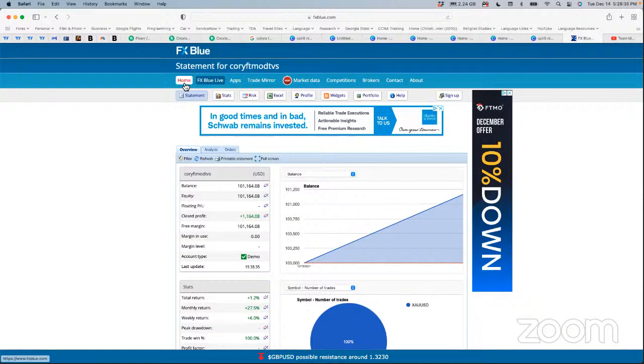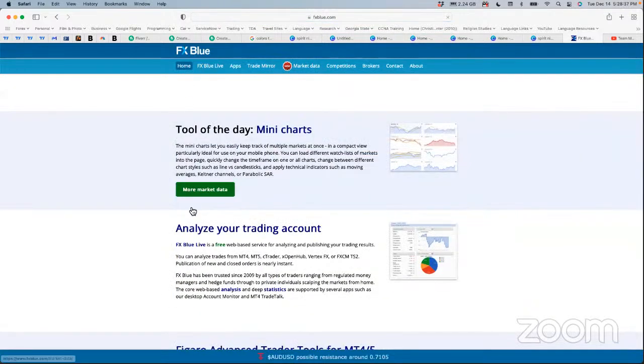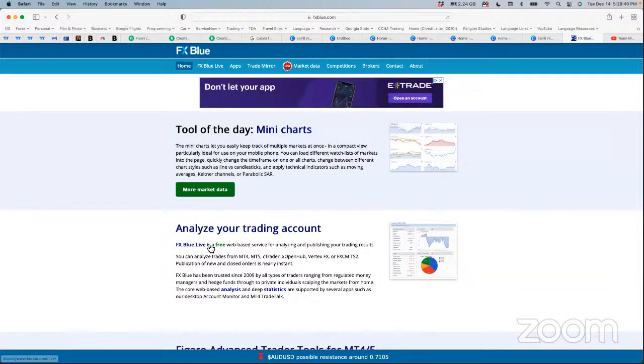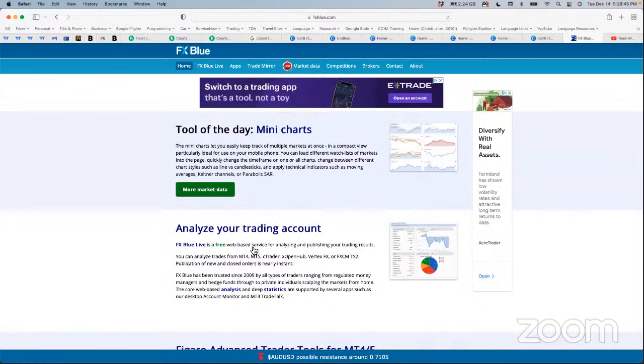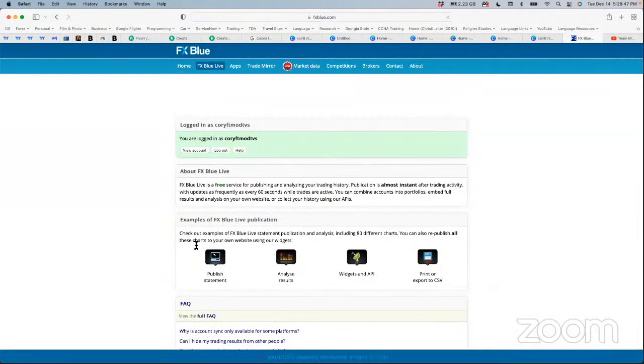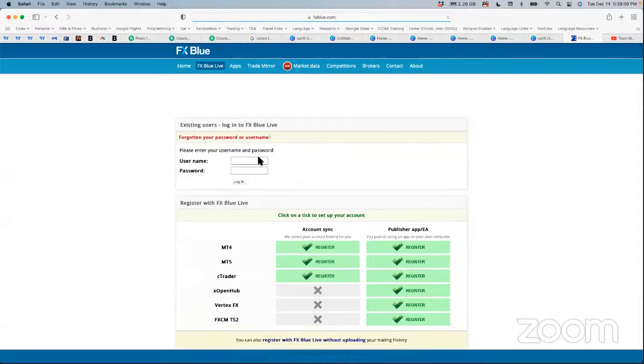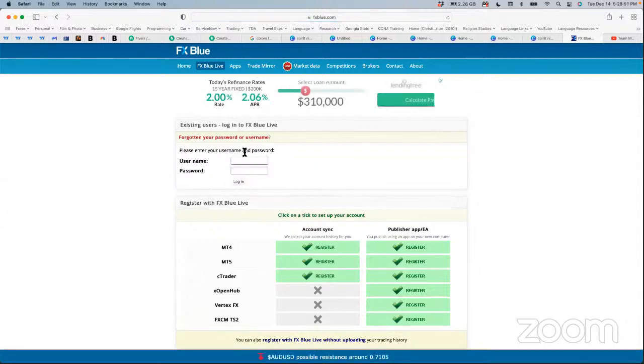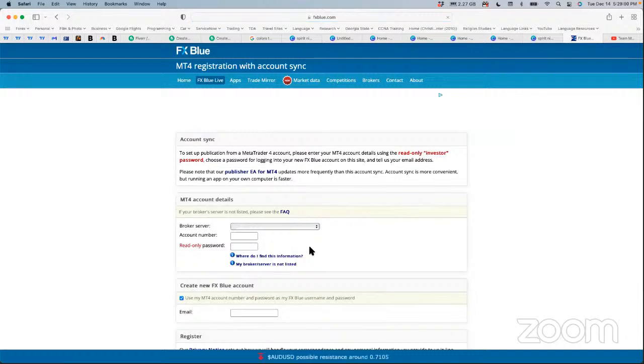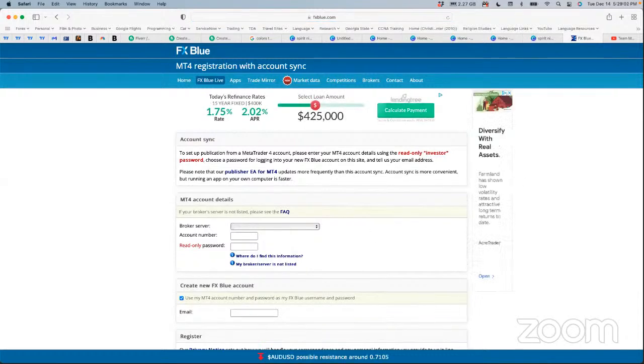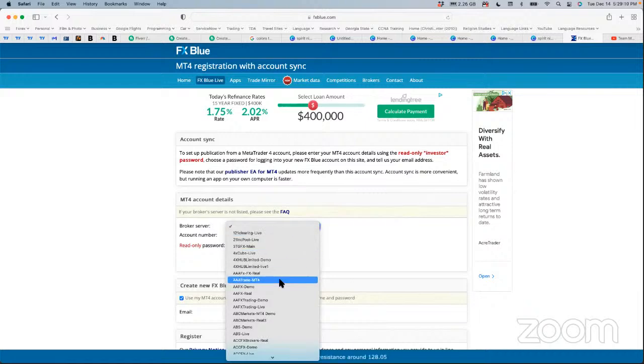And you can simply go to the home, and you're going to click on this link right here, FX Blue Live, free web-based services. And you click on this link, and I'll log out so that you can see how to set it up. It's going to ask you, you don't have to worry about this. You're going to click on register, sync your account. And then once you sync the account, you're going to find a broker that your account is with.